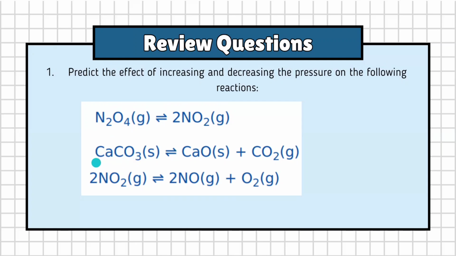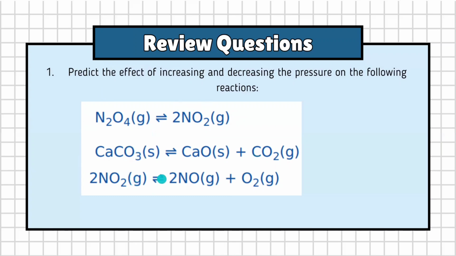Now talk about an example. As you know, CaCO3 is decomposing to CaO and CO2. Now you can see that here the number of moles on the reactant side is lesser than that of the product side. So the same thing happens as in the first example.